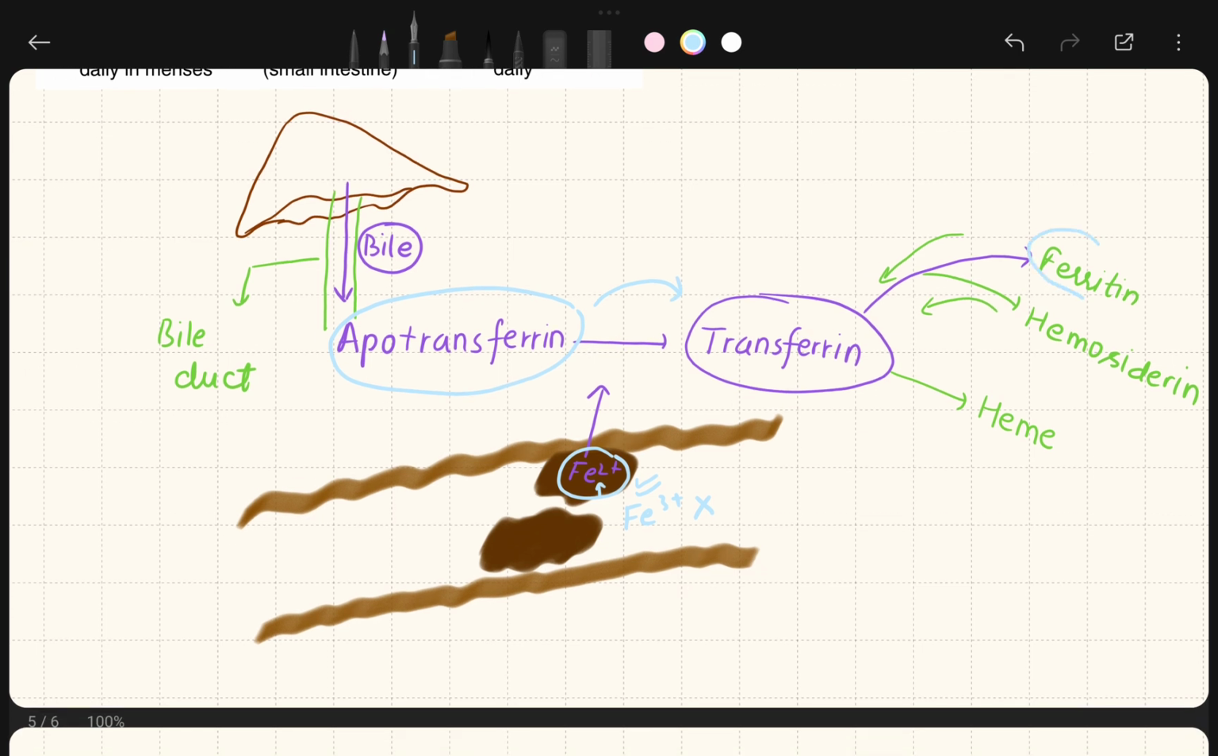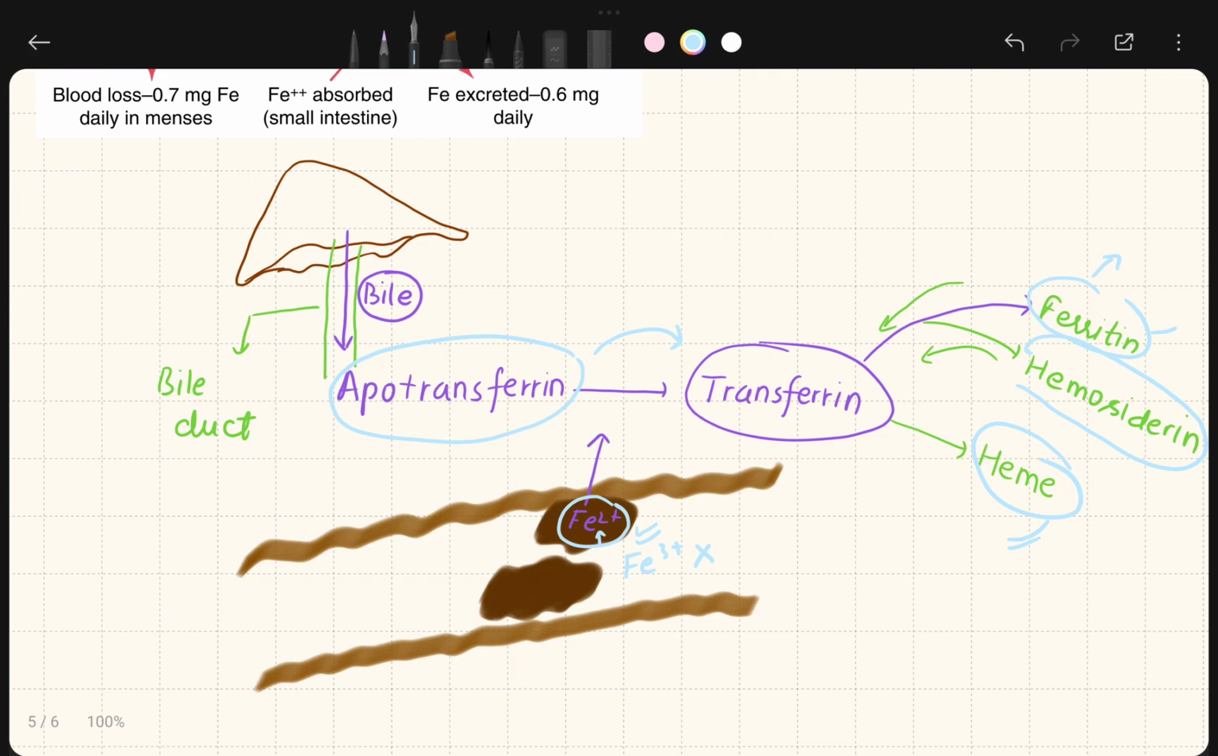Now this transferrin will get converted to ferritin, or it can form hemosiderin, or it can form heme also. One more important thing: ferritin is a kind of storage molecule. It stores the iron in it, and heme helps in the formation of hemoglobin. From where did this apotransferrin come? It came from the liver. The liver synthesizes this apotransferrin, and it reaches here with the help of the bile duct. It gets mixed with bile, and reaches the blood through the bile duct toward the periphery of the intestine.